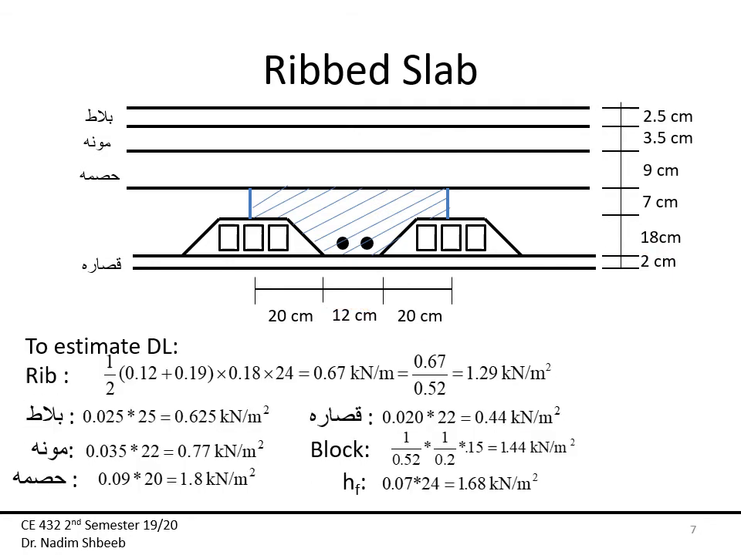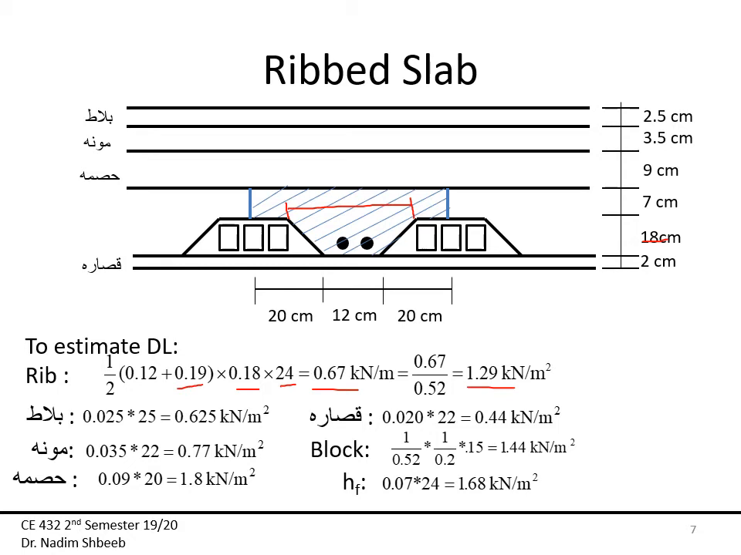and that's what I'm going to use for the slab. So now to estimate the dead load, if I go to the rib, I'm using the area of a trapezoid, so that's about 1/2 times 0.12. This distance from here to here is about 0.19 times the height, 18, times the unit weight, so you're getting 0.67 kilonewton per meter. I'm going to take a study area of about 52 centimeters, again, which is my 20 plus 12 plus 20. So the total dead load from the rib is about 1.29 kilonewton per meter square.